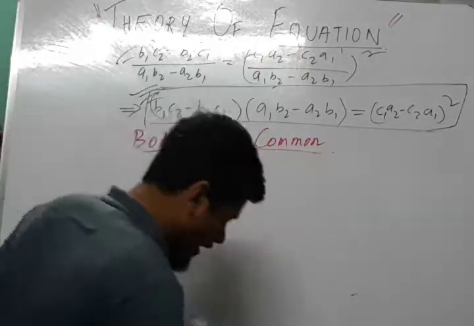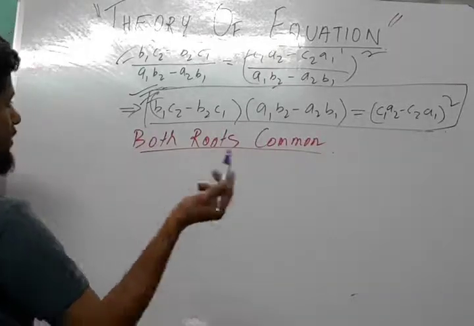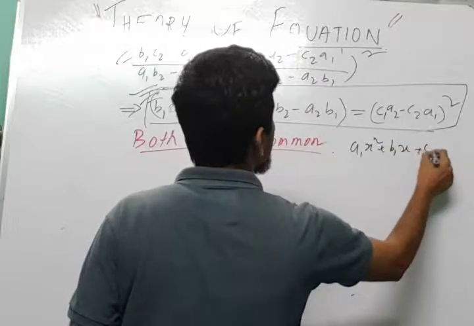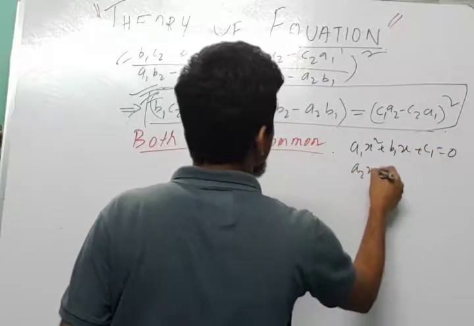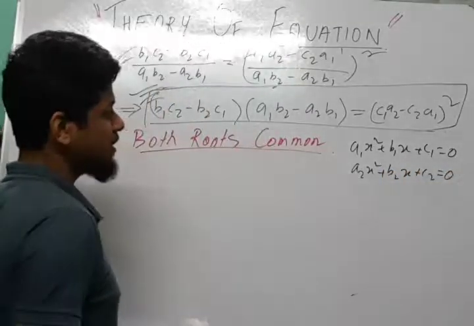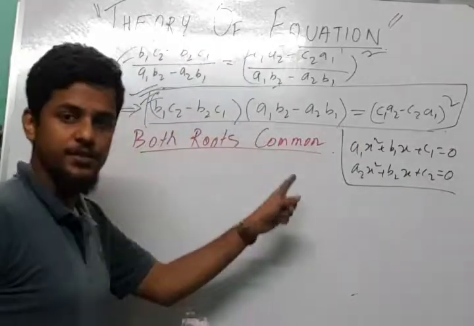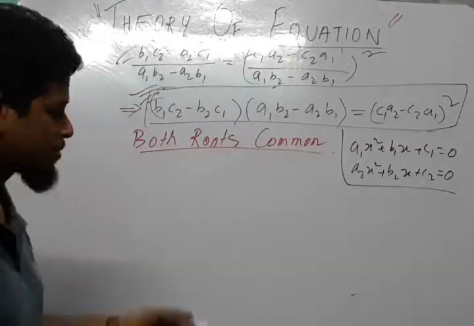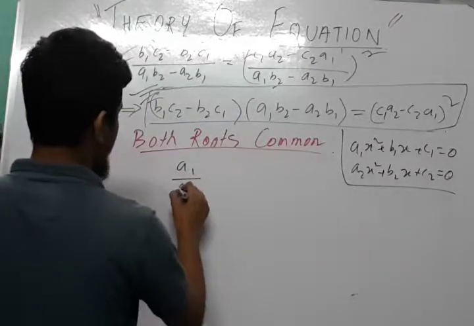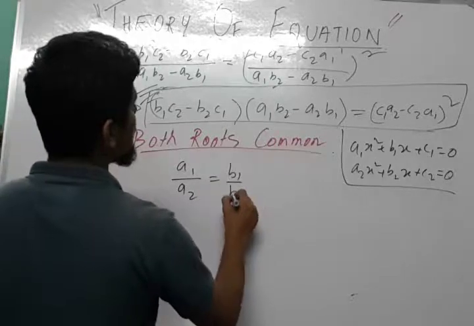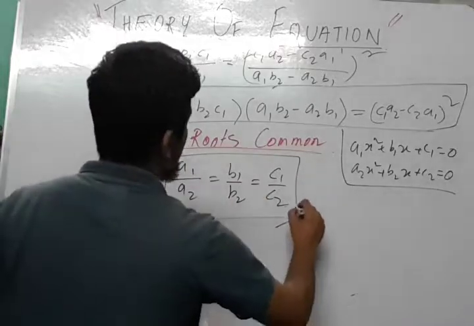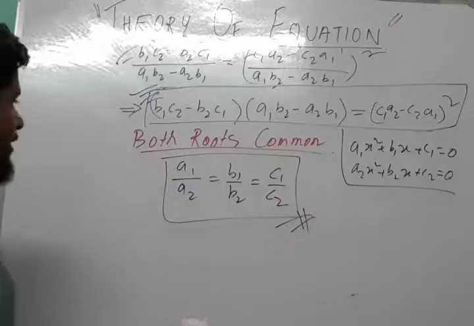So both roots are common, and we'll take the same examples as the earlier one, where we took a1 x square plus b1 x plus c1 is equal to 0, and we took a2 x square plus b2 x plus c2 is equal to 0. So here also we'll assume that these two quadratic equations have both roots common. If that happens, then the condition is a1 by a2 will be equal to b1 by b2, and that will be equal to c1 by c2. So as you can see, this is the final condition that we'll end up with.